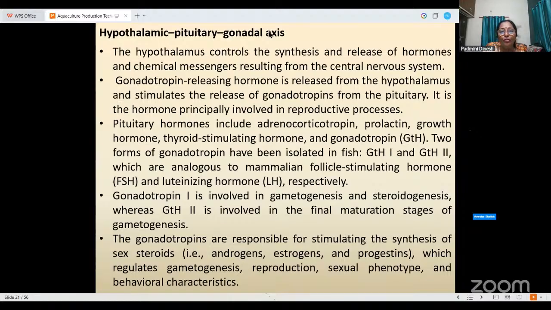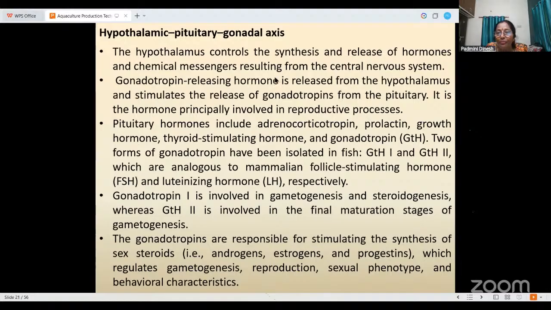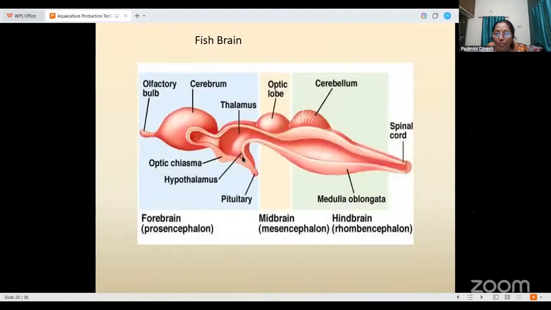So these are the chemical messengers resulting from the central nervous system. There is a brain over there. Gonadotrophin releasing hormone. GRH is the gonadotrophin releasing hormone, which is released from the hypothalamus. So you have this hypothalamus over here. The hypothalamus releases the GRH, the gonadotrophin releasing hormone, which stimulates the release of gonadotrophin from the pituitary. So here, the hypothalamus is giving information to the pituitary. Now, this pituitary is getting the information from the hypothalamus to release that gonadotrophin.